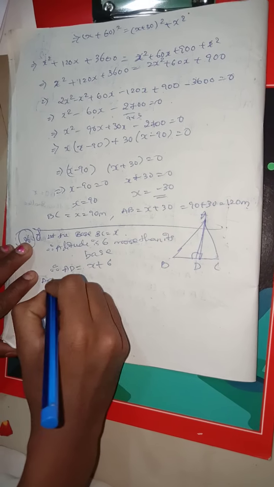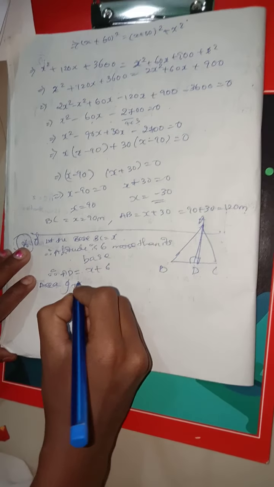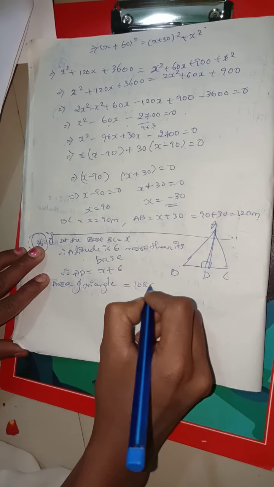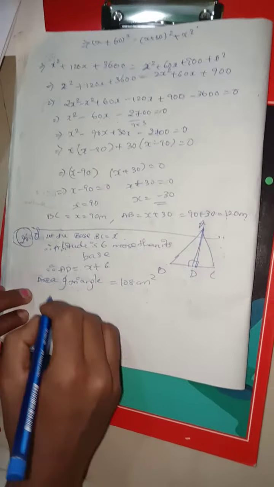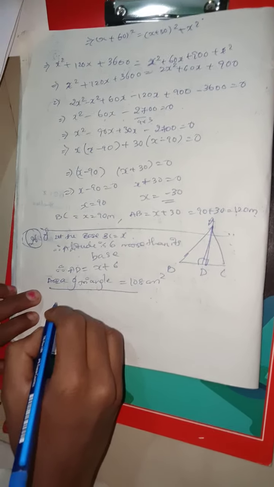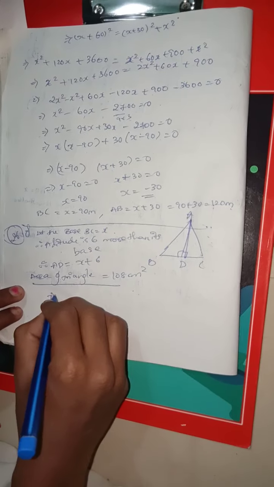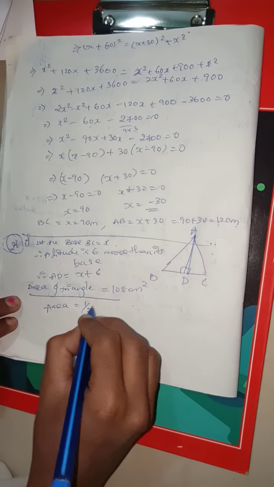Then what have they given? They have given the area of the triangle. In every problem, when you write the given, you will get 1 mark. So first we have to write what is given. The area of the triangle is equal to 108 centimeter square. What is the area of a triangle formula? Area of a triangle is half into base into height.